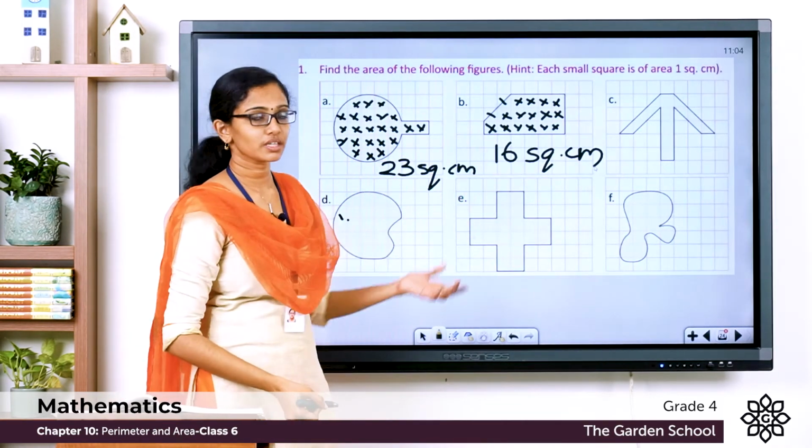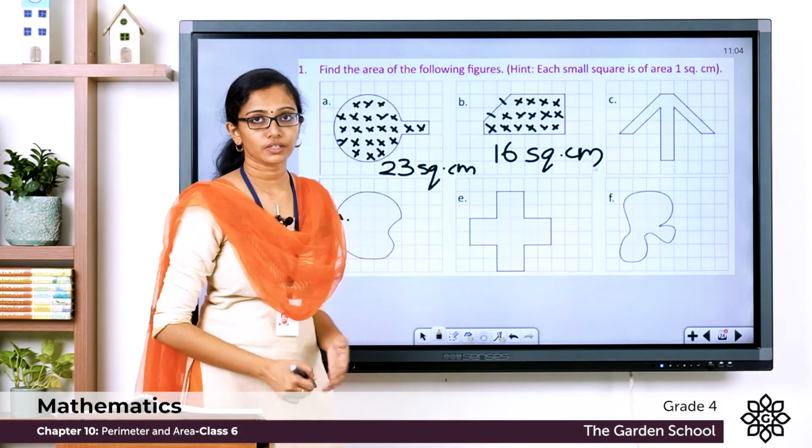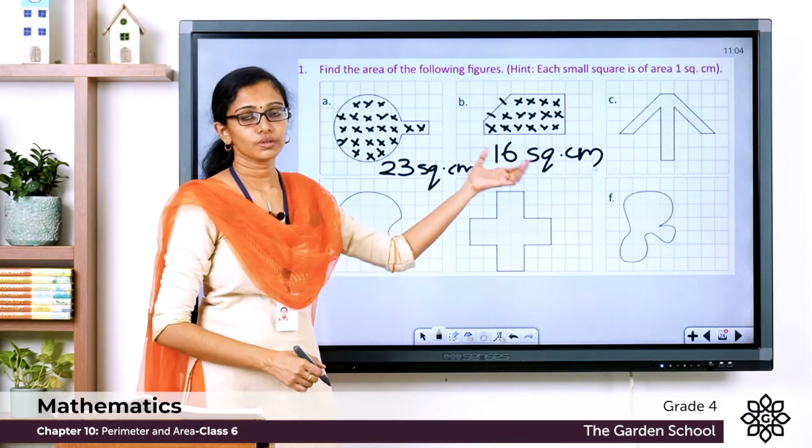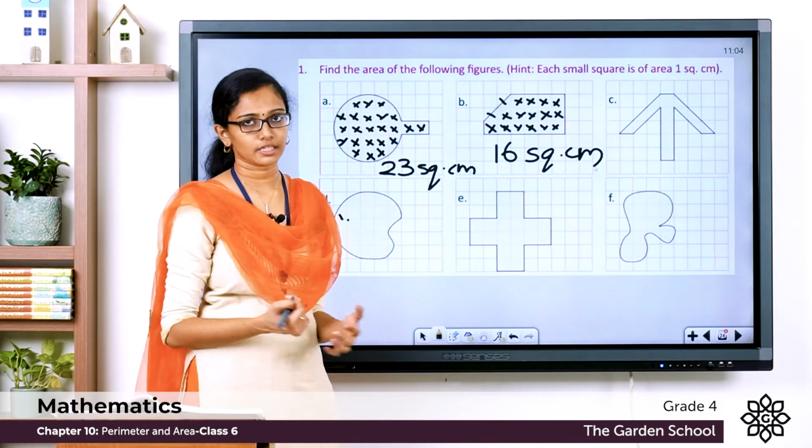I hope you understood these two examples. The rest of the questions you have to do yourself. You can complete these questions in your textbook itself.